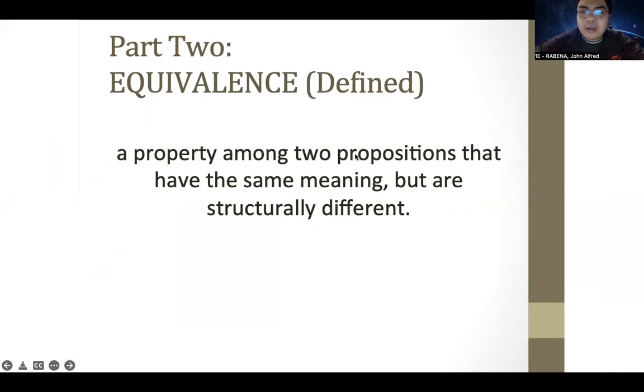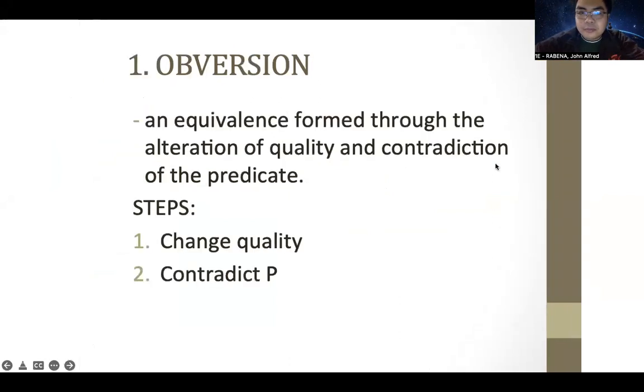So what is equivalence? The definition of equivalence: a property among two propositions that have the same meaning but are structurally different. So when you see propositions that are not the same in terms of their structure, but they have the same meaning, you can see the equivalence. The first type of equivalence is what we call obverse, or obversion.